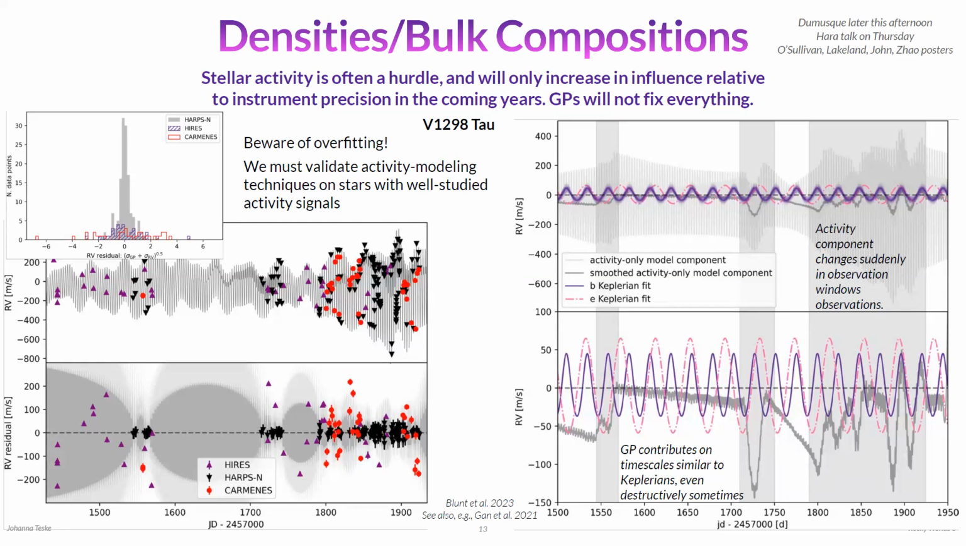And just to illustrate that, the right plot is the Keplerian signals of the planets, and the gray is the Gaussian process stellar activity model. And you can see that during those gray windows of observations, it's changing very drastically, and sometimes on the same amplitude as the Keplerians. So the point that Sarah makes in her paper is we really need to validate these different activity modeling techniques on stars with well-studied activity signals, and ideally independent measurements of the stellar activity like photometry.